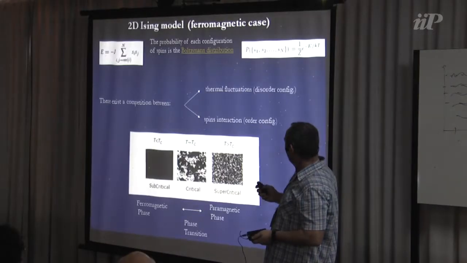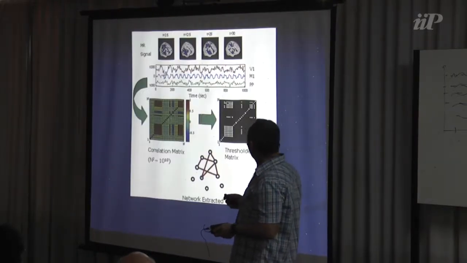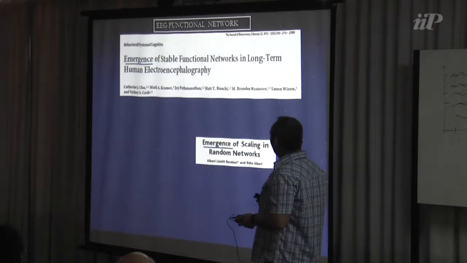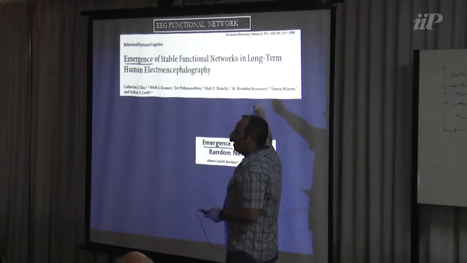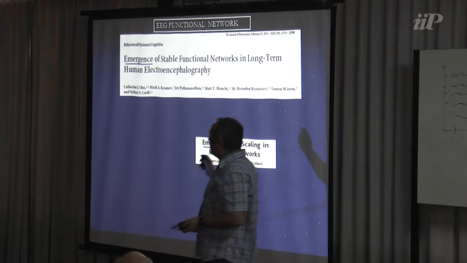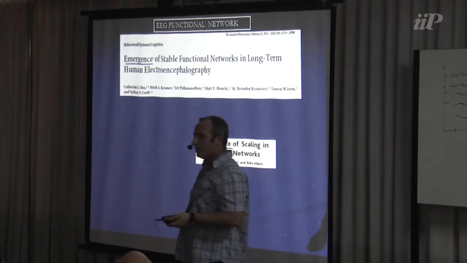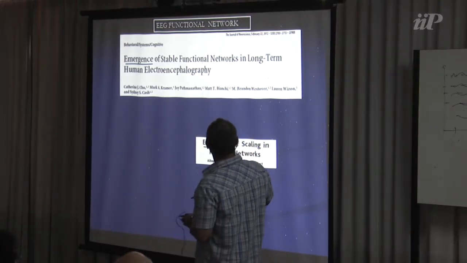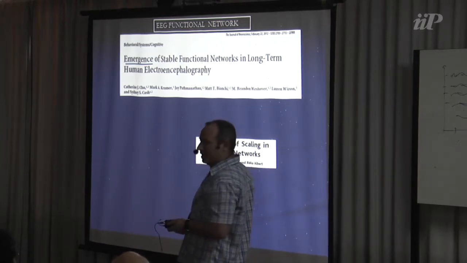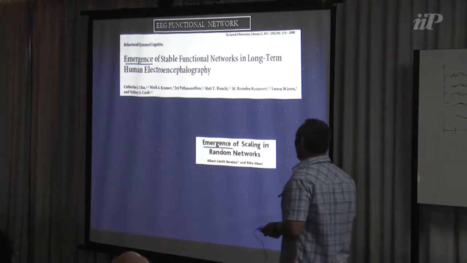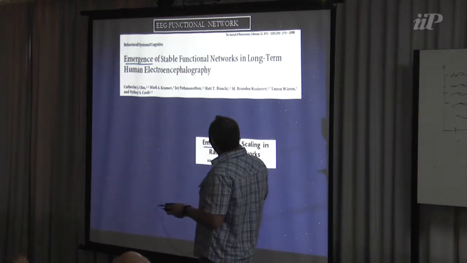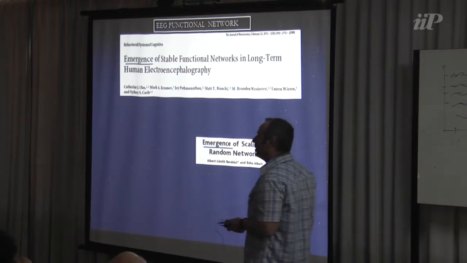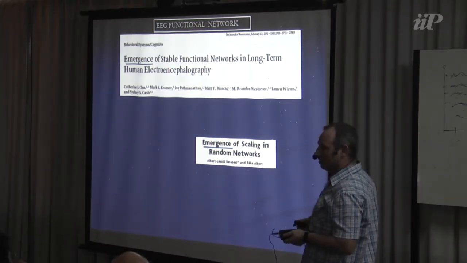So that is one of the papers that I was interested in telling about. And this is the other paper, okay? There are many reasons why I put this paper here. The first thing is it's 2012. The second is the Journal of Neuroscience. The third is they use the word emergence. It has a nice title to sell, you see? Emergence of stable functional networks in long-term human EEG.